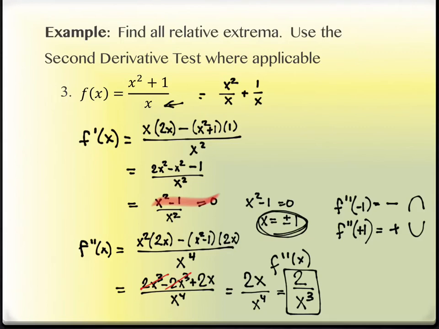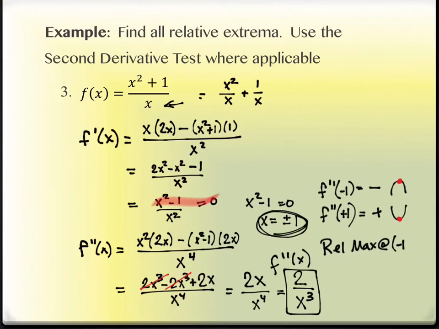I have a max, right? There's a visual picture that goes with it. And if it's concave up, I have a min. So I have a relative max at, and the x value is negative 1, but I still need to find the y value here in a minute, which I will. And I have a relative min at a positive 1.